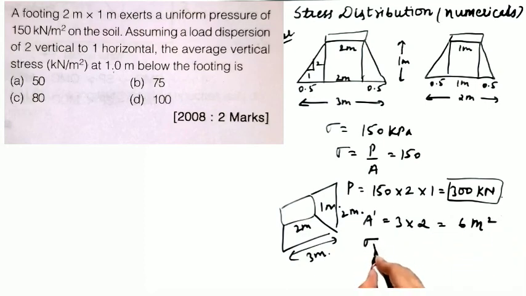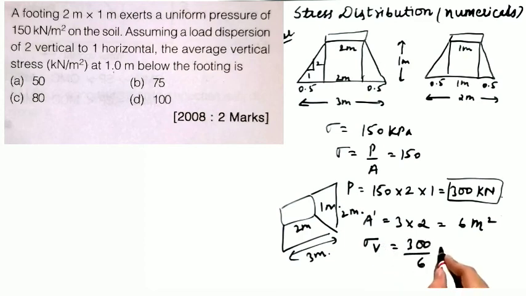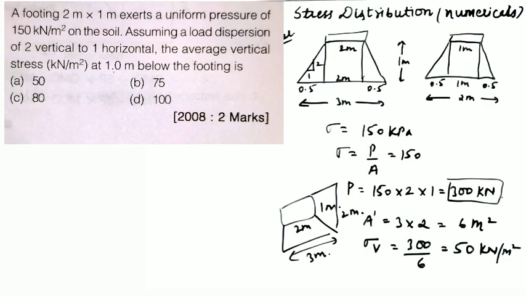Now you can calculate the sigma V. It will be equal to 300 divided by 6, so it will be equal to 50 kilonewton per meter square. So this is the required stress at this particular point. Earlier, what was the stress? The stress was 150 kilonewton per meter square. That means as the depth will further increase, the stress will further reduce. And at a point, the stress will tend to almost zero.